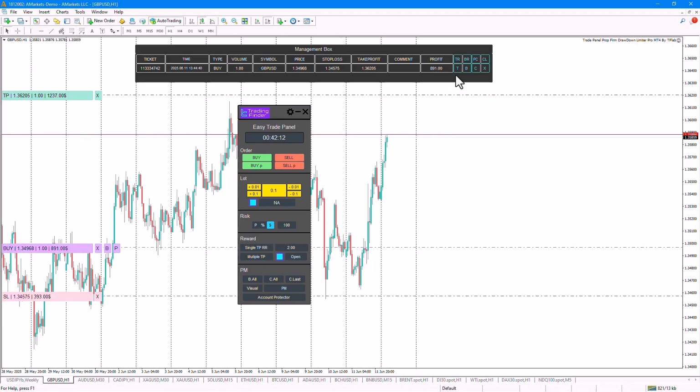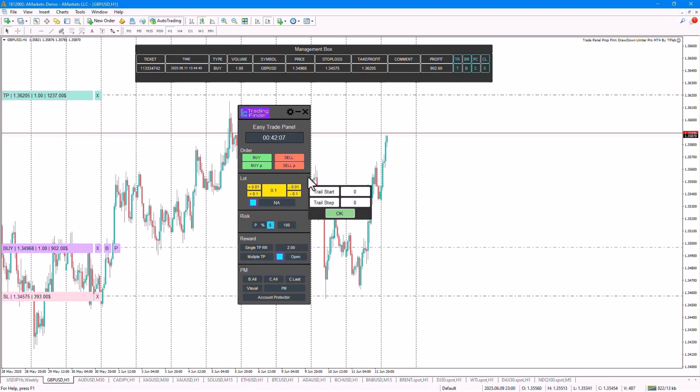The next option is related to the trailing stop. By clicking on this section, a panel will appear that includes two options: Trail Start and Trail Step. In the Trail Start option, I can specify the level at which the trailing stop will begin, and once the price reaches this number of points, my trailing stop will be activated. In the second section, which is Trail Step, I can set the distance between my stop loss and the price.